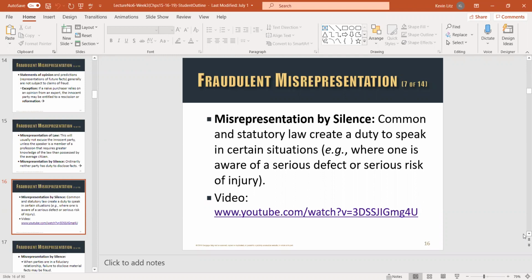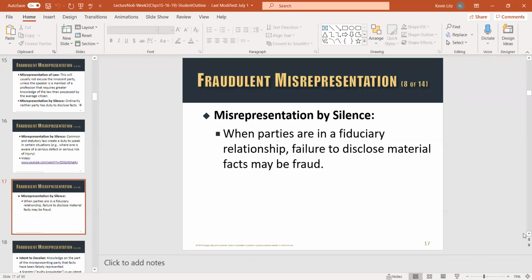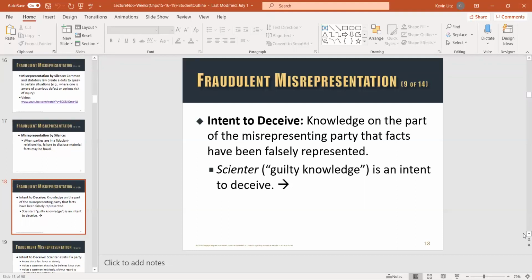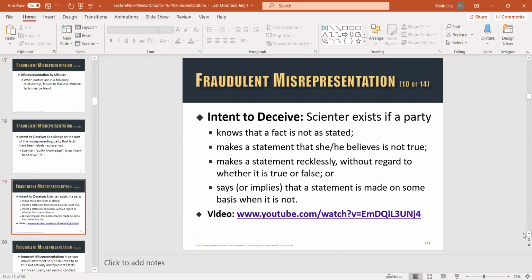So let me let you watch this YouTube video, hypertext link on slide 16. Welcome back. Intent to deceive. I'm going to have you go to slide 19 and then watch that video, because that does a better job than the text and these outlines in describing the intent to deceive.